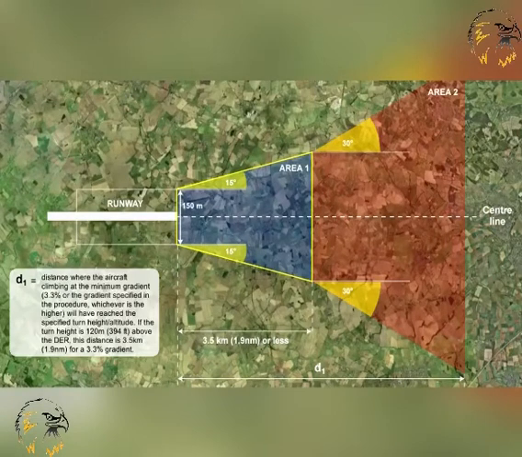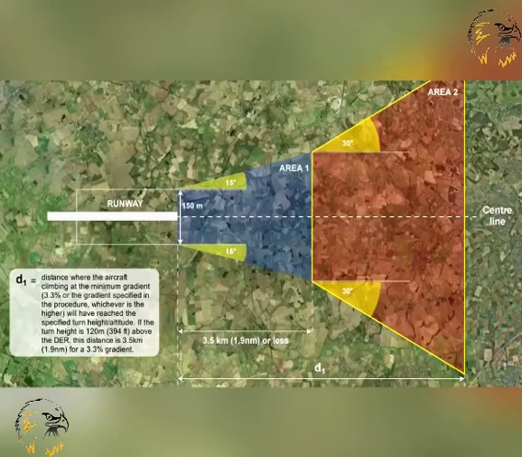That is, where a PDG of 3.3% would reach a height of 120 meters above the departure end of the runway. If, because of an obstacle, the procedures required an increased PDG, then of course the aircraft would reach 120 meters above DER before 3.5 kilometers.